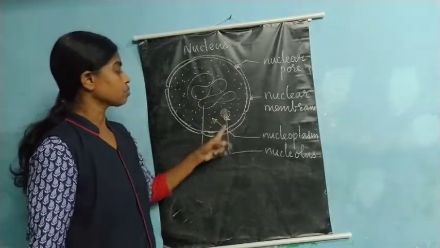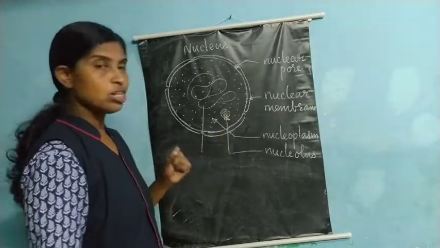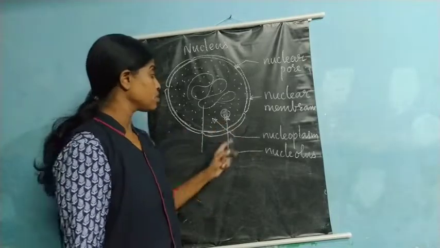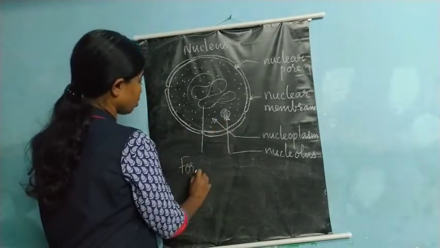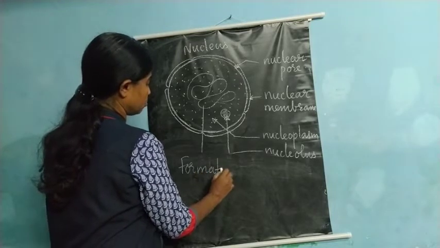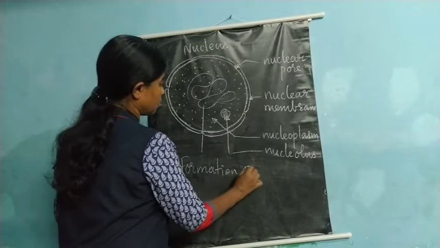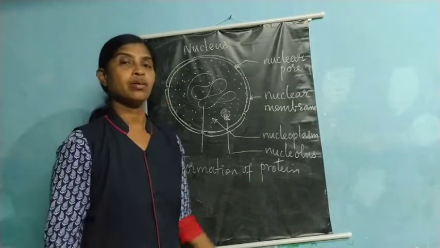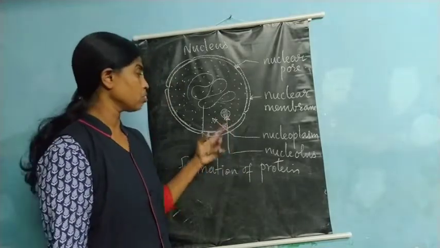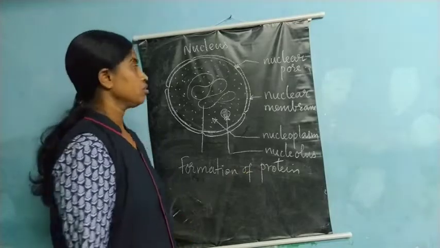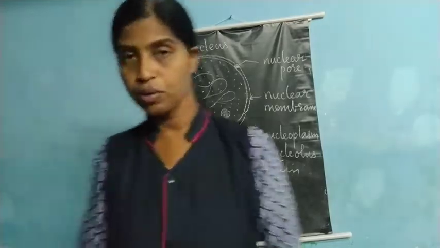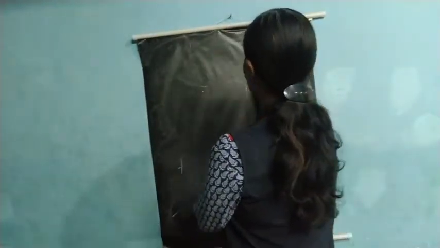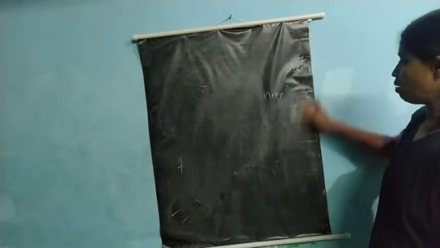And now you see the nucleolus. The nucleolus is a small spherical shaped structure, and it helps in the formation, or synthesis, of protein. That's all about the nucleus. I hope you understood. Now we are going to see the next very important structure, the endoplasmic reticulum.